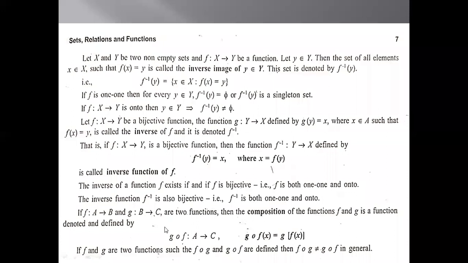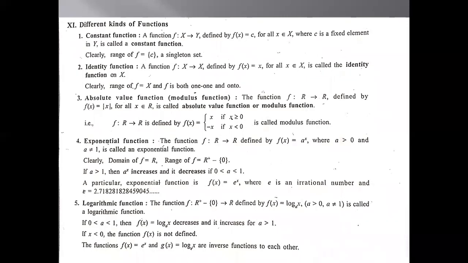If f: A to B and g: B to C are any two functions, then the composition of functions f and g is a function denoted by g composite f: A to C. That is, g composite f of x is equal to g of f of x. If f and g are any two functions such that f composite g and g composite f are defined, then f composite g is not equal to g composite f in general.